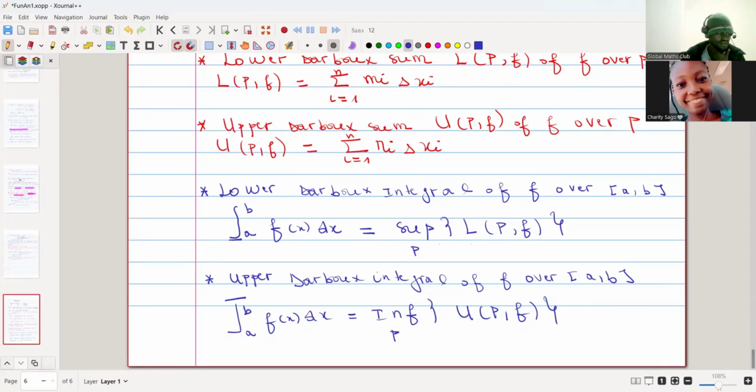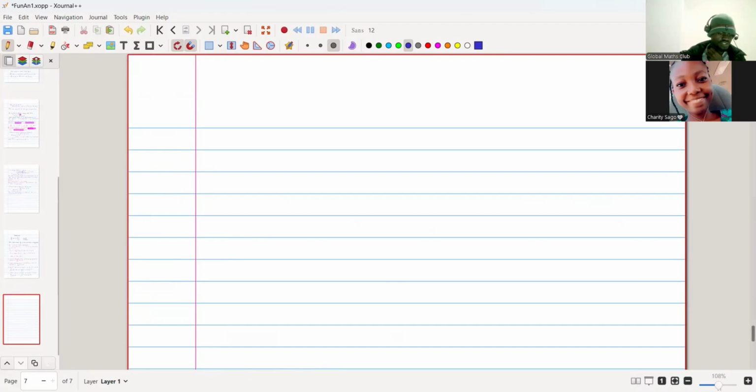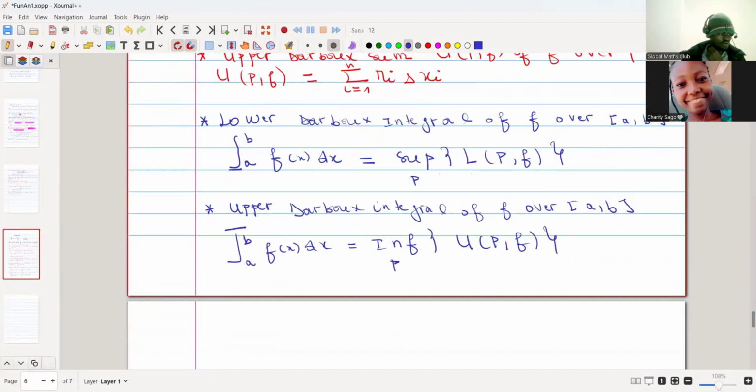Okay. Now, to compute the lower double integral and the upper double integral, we need to compute L(P, f), which is the lower double sum, and U(P, f), which is the upper double sum.